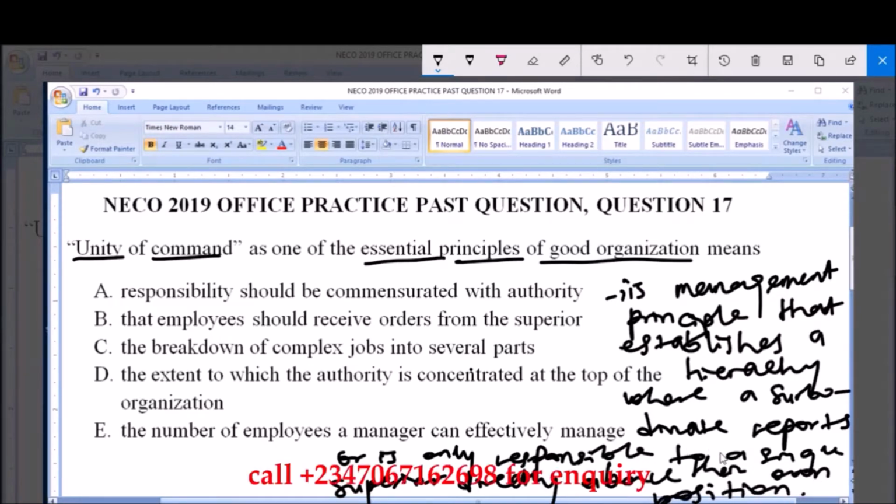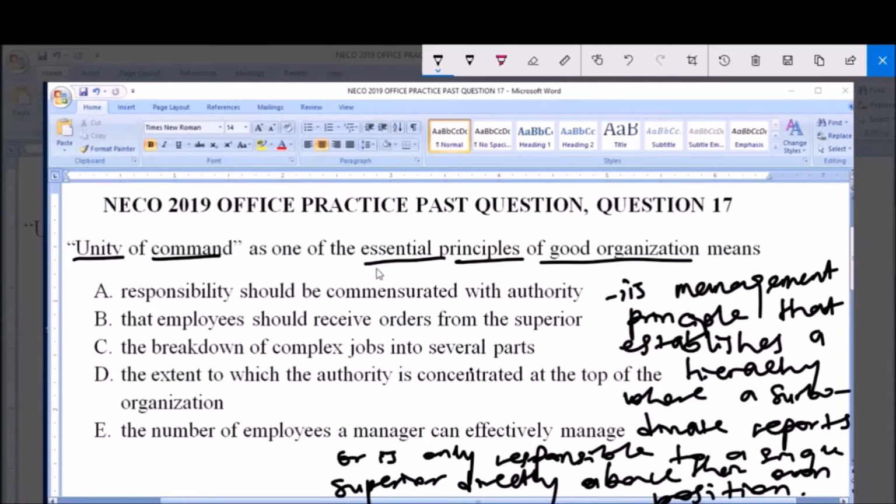So it's a very essential management principle that establishes that there is a hierarchy, that is a subordinate, a junior staff, reports or is responsible to his direct superior, and this superior is also responsible and gives reports to his own direct superior, and that is what we call unity of command.